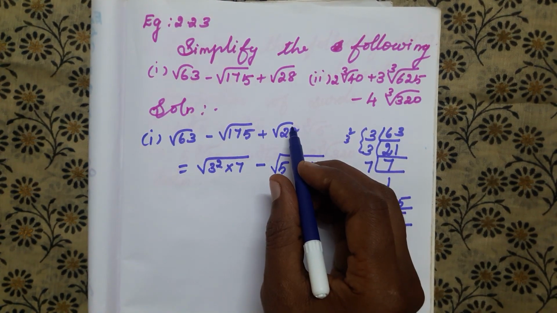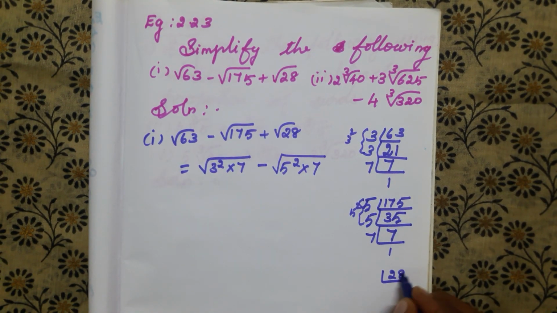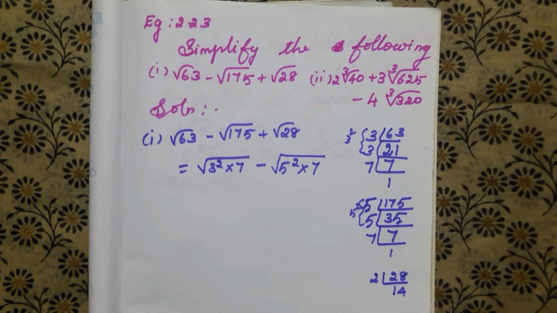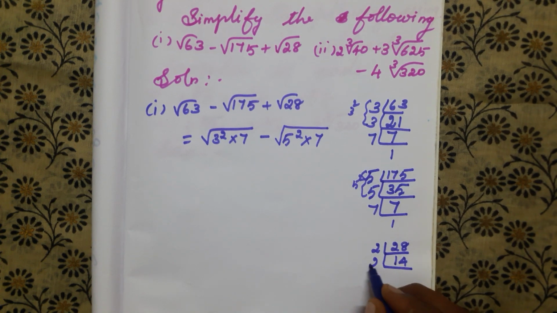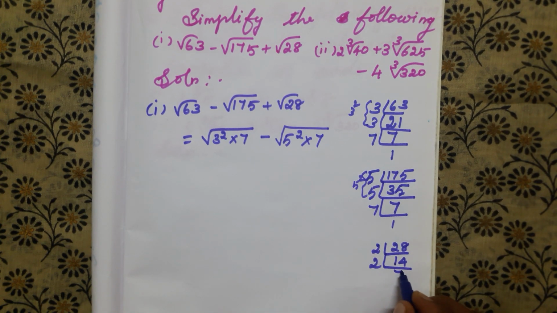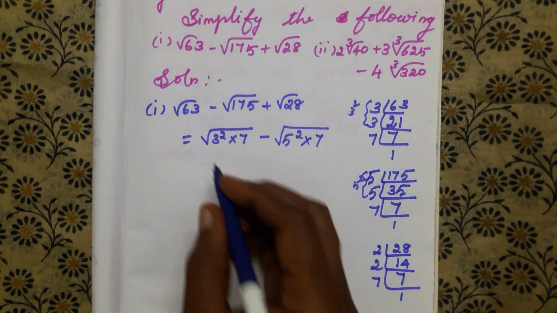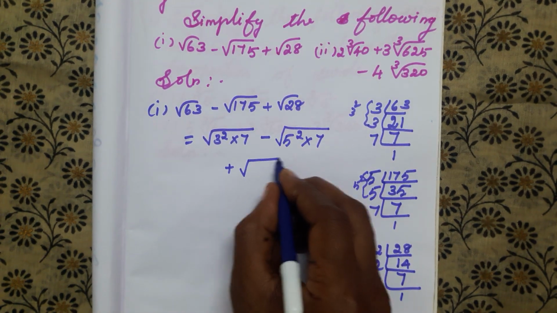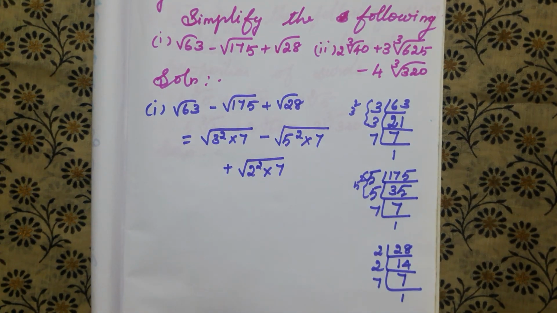Next, 28. Whether we can factorize this 28? Yes, we can factorize this 28 with which table? 2 table. 1 2 is 2, 4 2s are 8. Again we can factorize with the 2 table. Again we can factorize with the 2 table. So 7 2s are 14. Again, when we are factorizing with the 7 table, 1 7 is 7. This we can write as root of 2 square into 7.